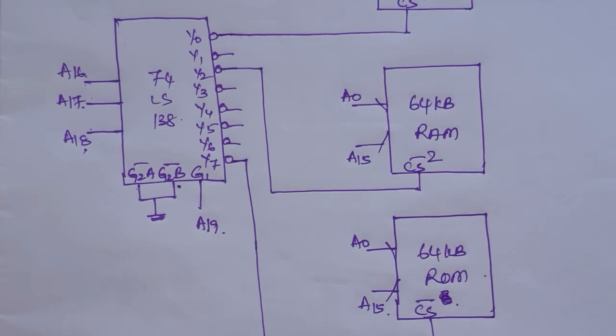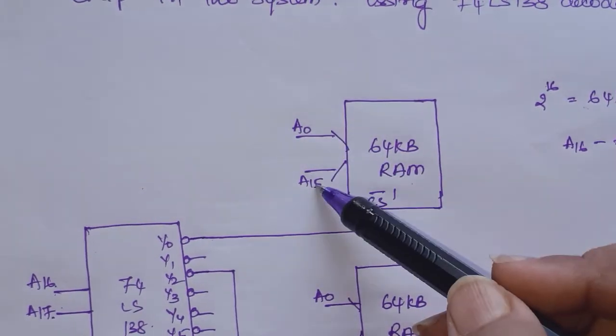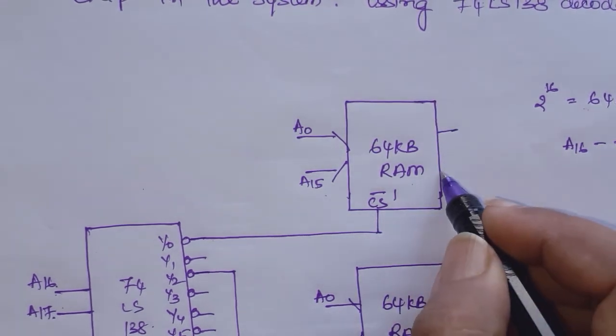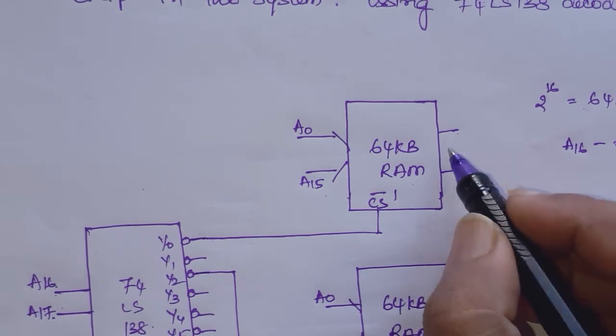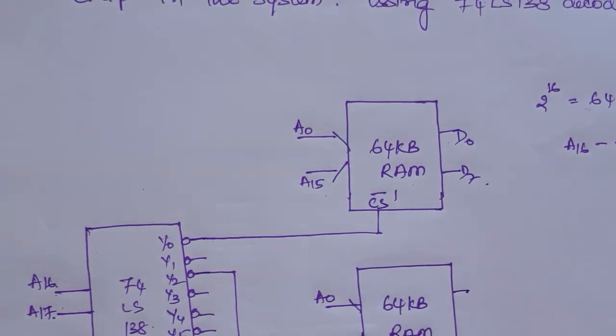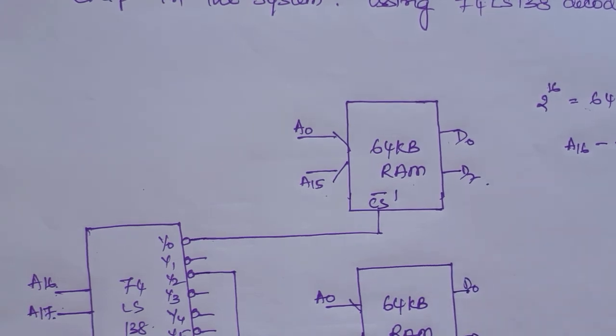Now let's see. Here I need not show all of it: A0 to A15 are all connected here, and the data bus will be here, D0 to D7, so that all of the processor data bus will be connected here.